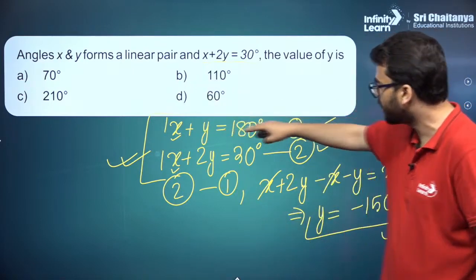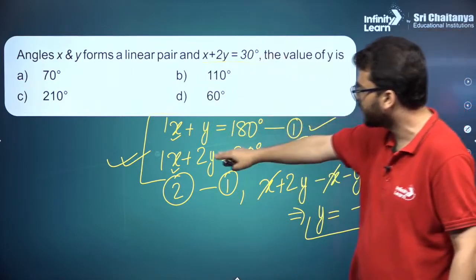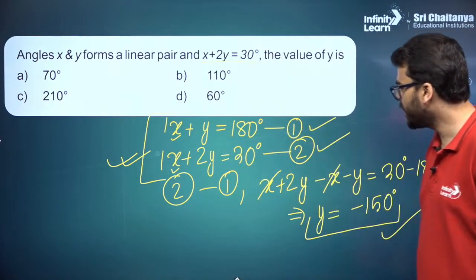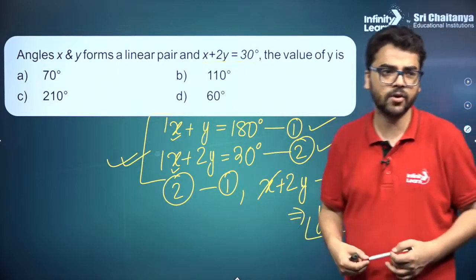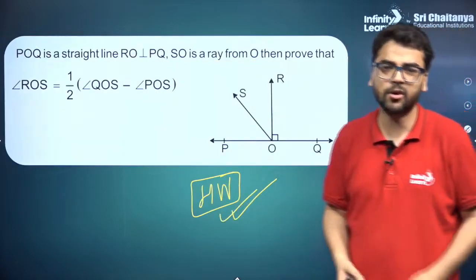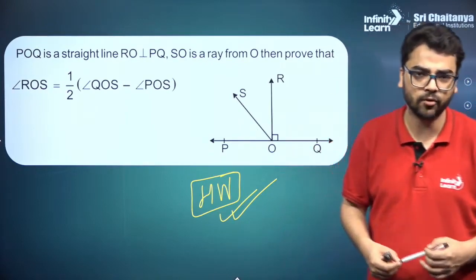x and y form a linear pair, so x plus y is 180 and this is given. So if you subtract over here, you have to find the value of y, right? So y will be equal to minus 150. I hope it is clear to you, right? Now this question is a very standard question. Try doing it on your own. We'll take it in the next session and we'll do that, right?